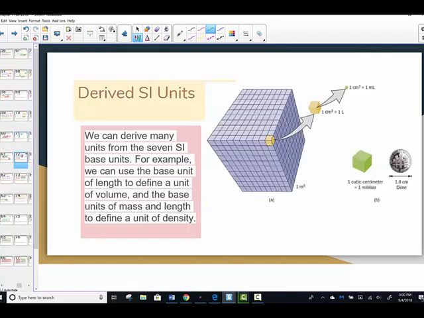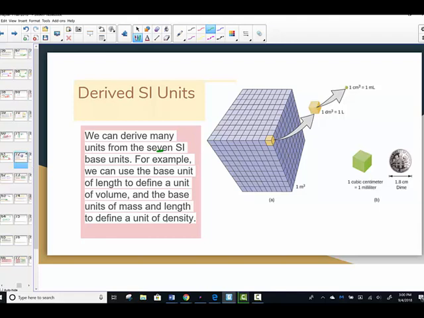Sometimes we have derived units. In other words, we can take those base units we're working on remembering and start creating derived units from them. From those 7 standard international base units, we can derive other units of length to define a unit of volume, and the base units of mass and length to define a unit of density.